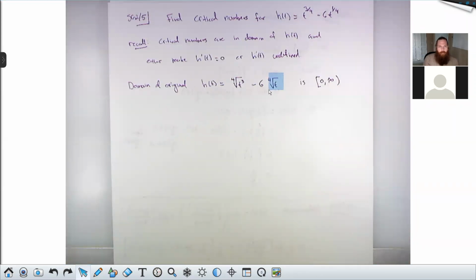This guy gets upset if you try to plug in a negative value for t because he is an even root. When you plug negative numbers into even roots, you get non-real complex numbers out. So his domain is everything except for negative numbers, i.e. the left closed right open interval 0 to infinity. So next I calculate h prime, and I find anything that makes this guy 0 or undefined. I check whether or not those numbers are in here. If they are, then those are critical numbers.